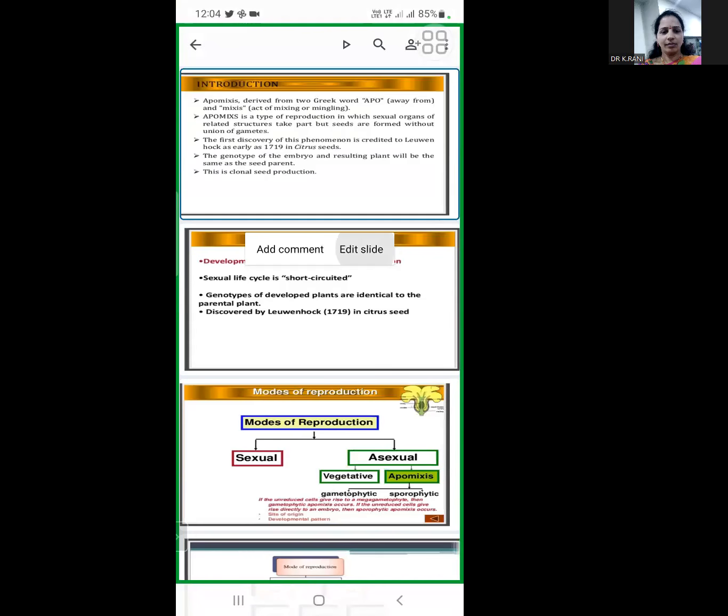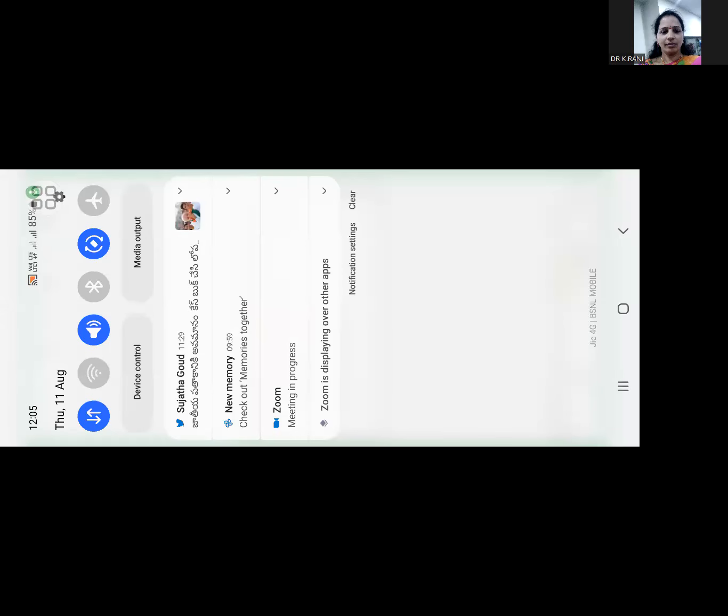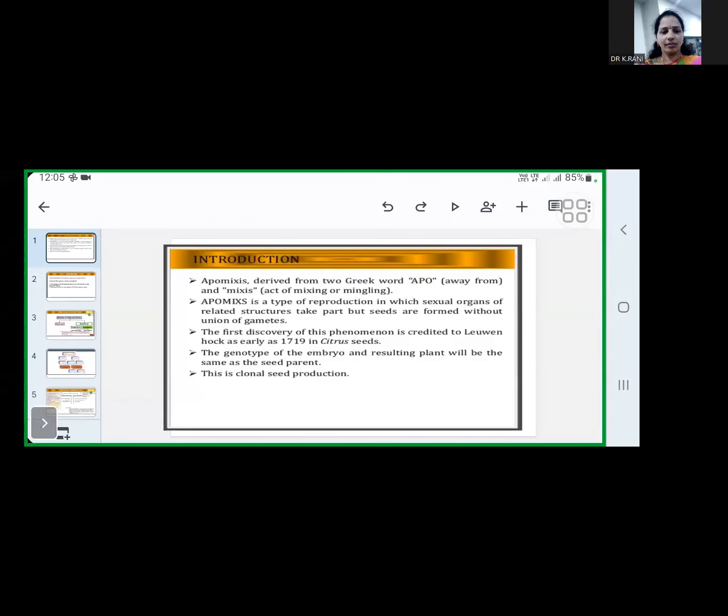So today we are going to discuss the topic APOMIXIS. Generally, a minimum of one question comes from this in the entrance point of view. Just what is APOMIXIS and what are the types of APOMIXIS?